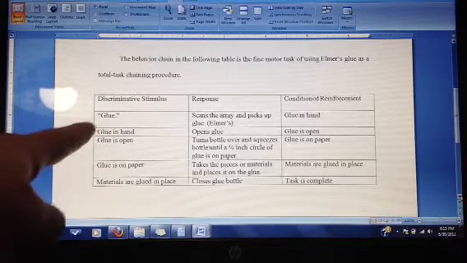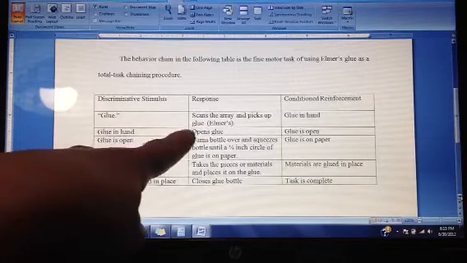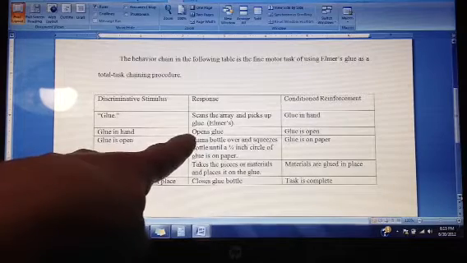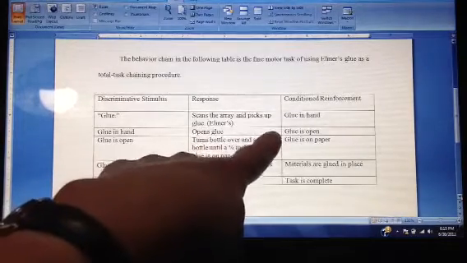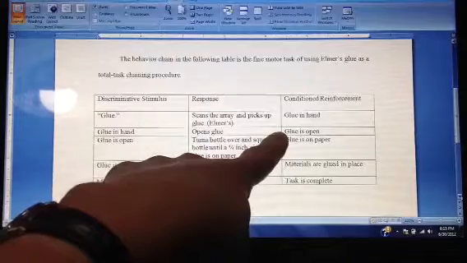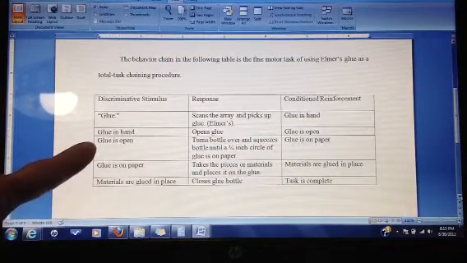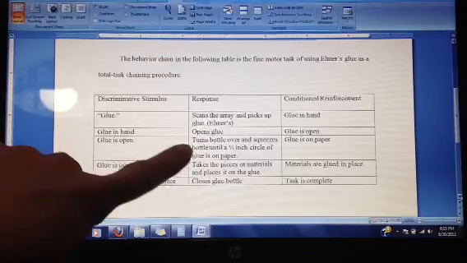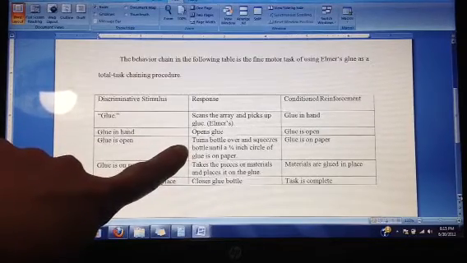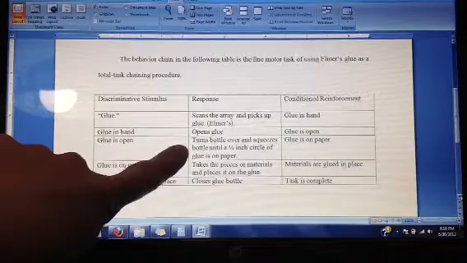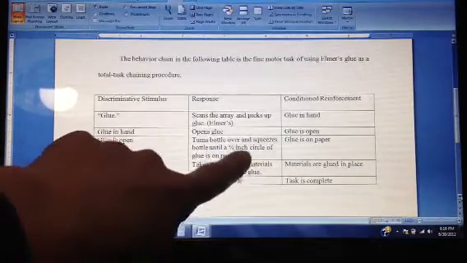When the learner sees the glue in their hand, it prompts them for the next behavior, which is to open the glue. The natural consequence for opening the glue is that it is now open. That becomes the next discriminative stimulus. Seeing that the glue is open, the learner then turns the bottle over and squeezes the bottle until the correct amount of glue is on the paper.